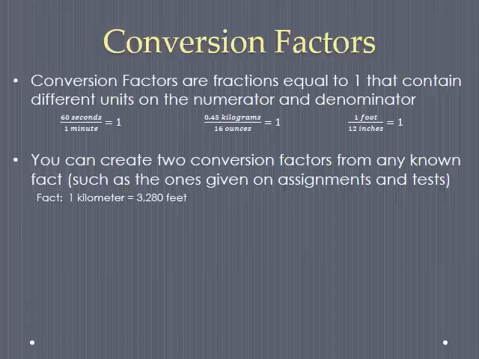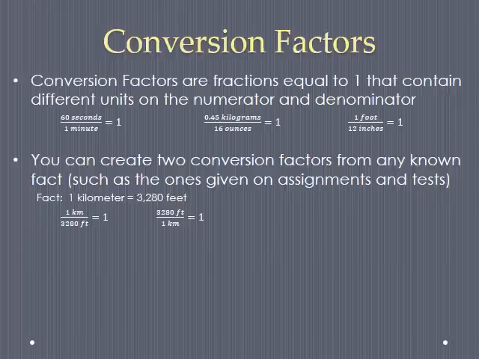Okay, so when you know, for example, the fact that 1 kilometer is equal to 3,280 feet, you can actually make 2 different conversion factors. One of those conversion factors is going to be the kilometer on the numerator, on the top, so 1 kilometer divided by 3,280 feet, that's equal to 1. And the second conversion factor is if you just flip those, right? If you flip any fraction that's equal to 1, 1 divided by 1 is still 1. So 3,280 feet over 1 kilometer is also equal to 1.